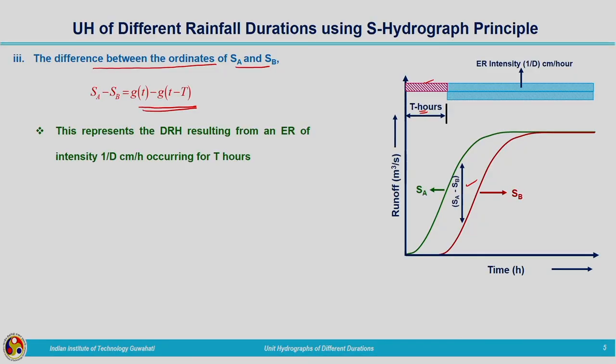So, if you are finding out the difference between SA and SB, that will be representing the response of the catchment for an effective rainfall of 1 by D centimeters per hour, which was acting on the catchment for a duration of capital T hours. So, what will be the depth of rainfall corresponding to that time period T? It will be 1 by D centimeters per hour multiplied by capital T, that is T by D centimeters.